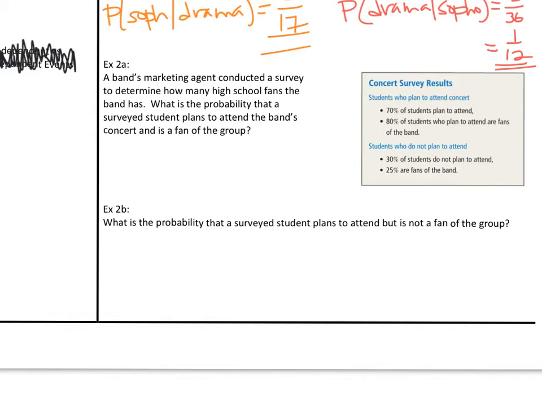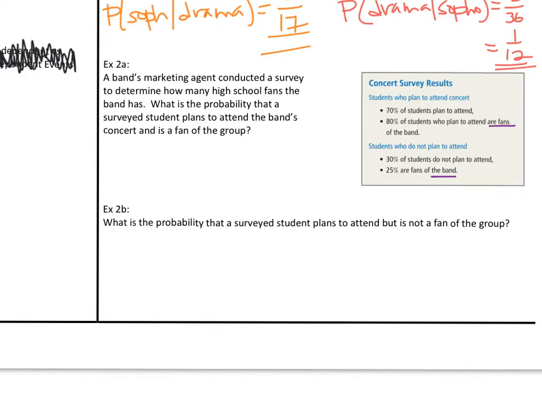Students who plan to attend the concert. It says 70% of students plan to attend, and out of them, 80% of those students are fans. So maybe the other 20% are going because their friends are going or something. Students who do not plan to attend, there's only 30%. And of those 30%, 25% are fans of the band, but maybe they have a math test the next day. The other 75% are like, yeah, I don't really like that band, so I'm not going to go to their concert. All right, what are we looking for here?